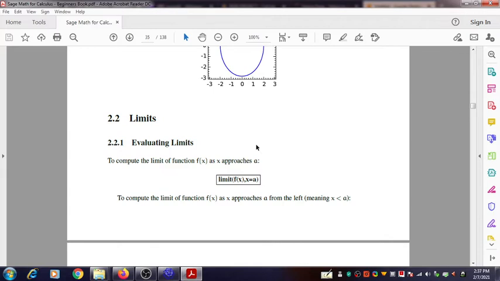So in Sagemath, we can find the left hand side limit and the right hand side limit separately. We can also find the limit of a given function. So three types of limits can be determined using Sagemath. There are actually three different ways of finding limits using Sagemath.